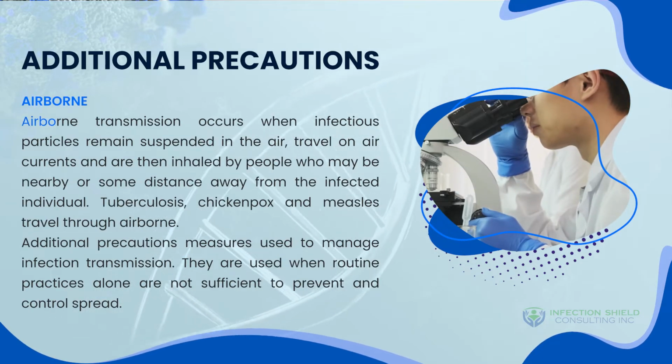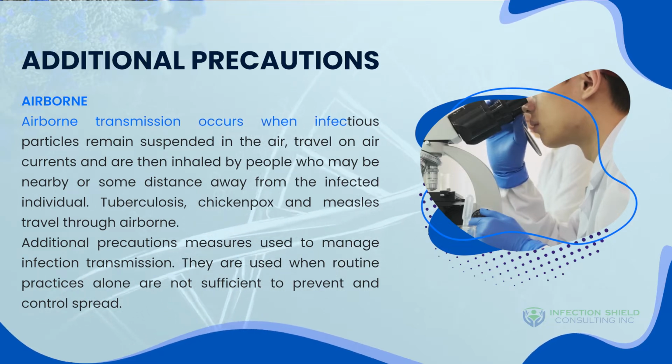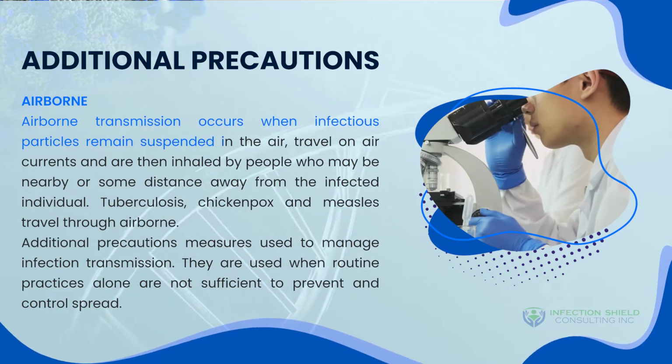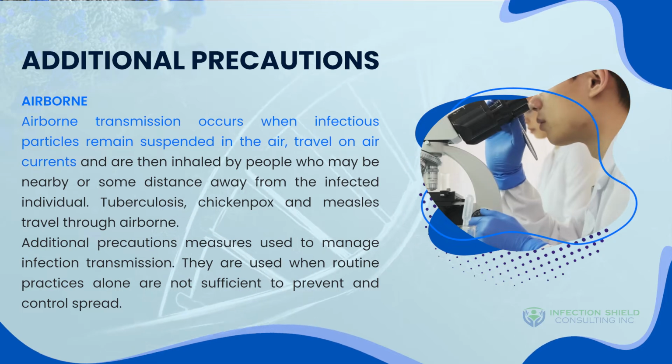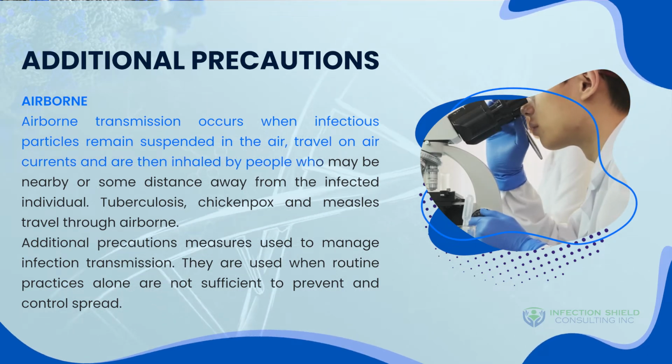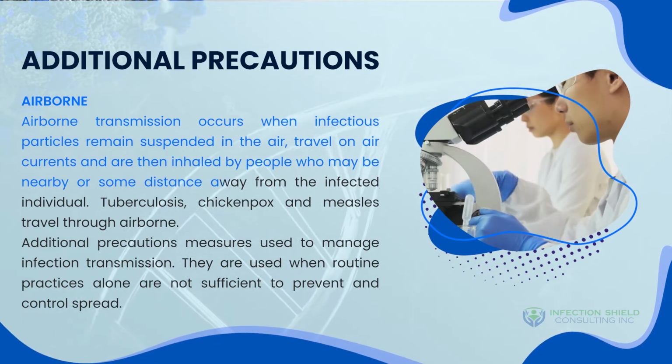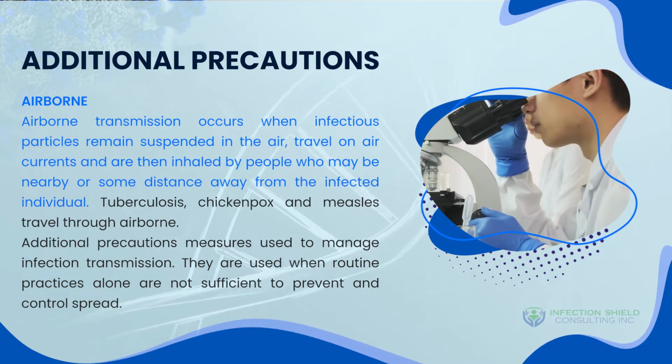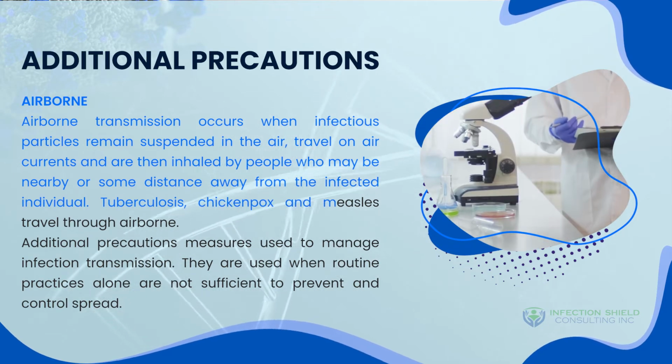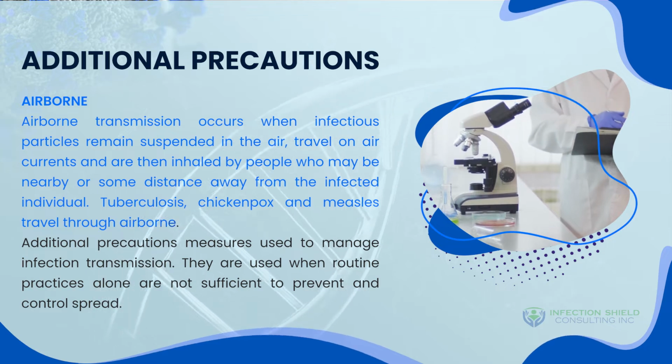Airborne. Airborne transmission occurs when infectious particles remain suspended in the air, travel on air currents, and are then inhaled by people who may be nearby or some distance away from the infected individual. Tuberculosis, chickenpox, and measles travel through airborne.